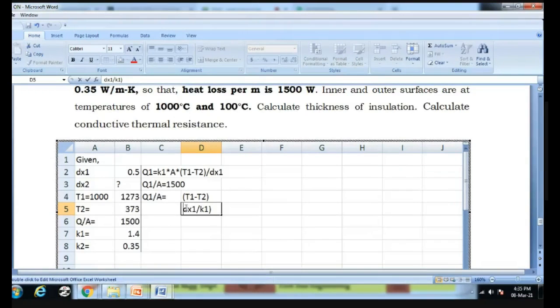I am solving the problem for you. Q1 divided by A, that is given 1500 watt, equals T1 minus T2 divided by dx1, that we know. But K1 you are sending on this side, so actually it is becoming dx1, the thickness, divided by K1. Is that clear now? Now you solve this.